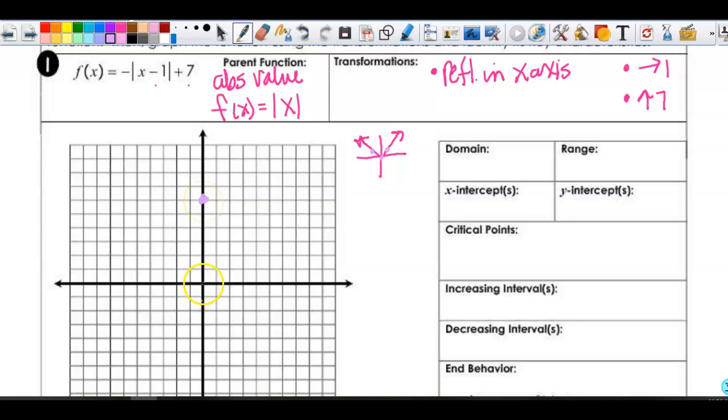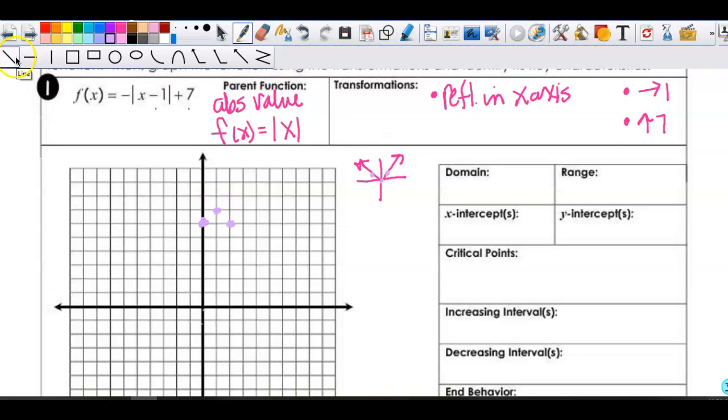Then I go to 0, 0. I reflect in the x-axis, which means I go nowhere. Go to the right 1 and up 1, 2, 3, 4, 5, 6, 7. And I'm right here. Then I go here, which is at 1, 1. And then I reflect in the x-axis, so I'm down here. Then I move to the right 1 and up 1, 2, 3, 4, 5, 6, 7. Here's my other point. And then I can draw my line in.